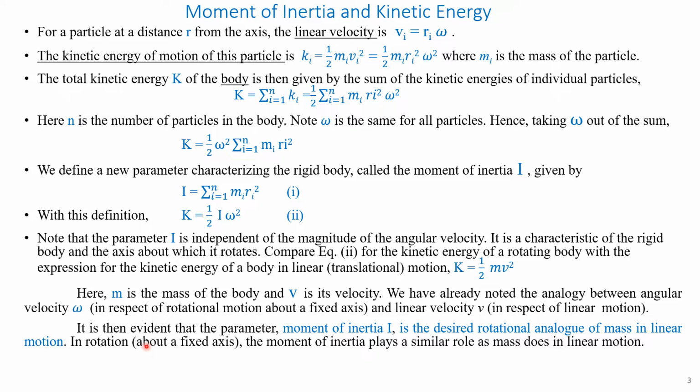It is then evident that the parameter moment of inertia, capital I, is the desired rotational analog of mass in linear motion. In rotation about a fixed axis, the moment of inertia plays a similar role as mass does in linear motion. Please note down.